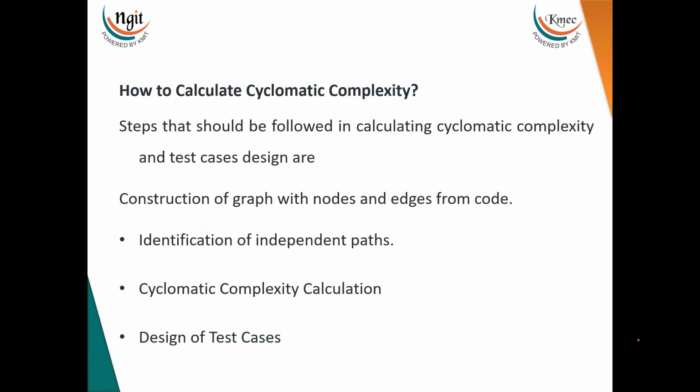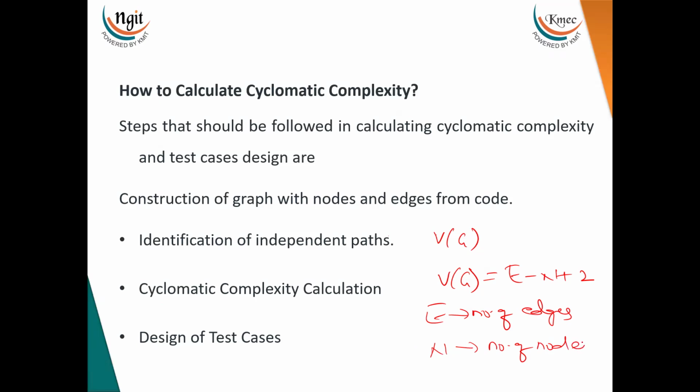Now let us see how to calculate the cyclomatic complexity. Basically, the cyclomatic complexity is given by V(G). The formula is like this: V(G) = E - N + 2, where E is the number of edges and N is the number of nodes. Clear?